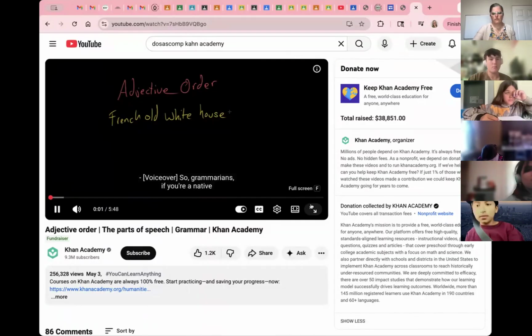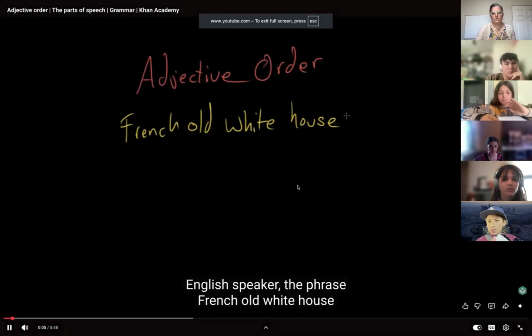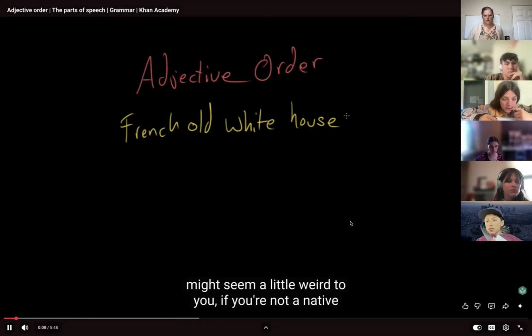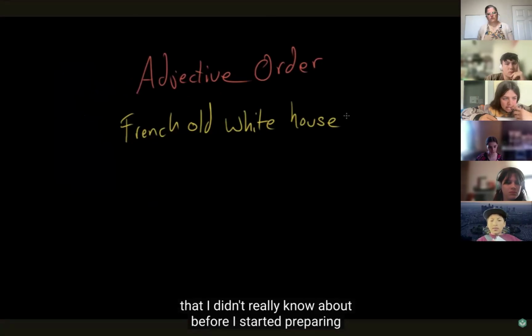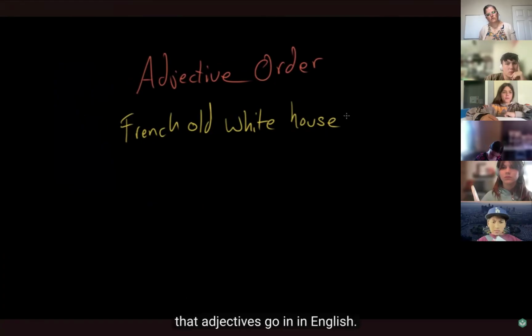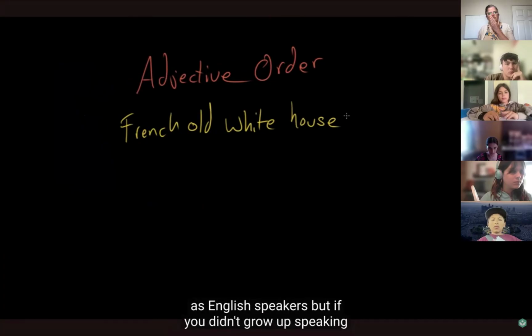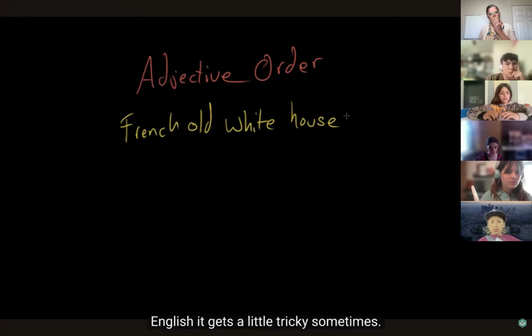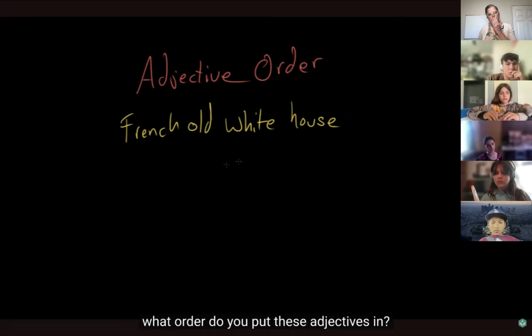So, grammarians, if you're a native English speaker, the phrase French old white house might seem a little weird to you. If you're not a native English speaker, it might not. And this is something that I didn't really know about before I started preparing to teach this course, is that there is a specific order that adjectives go in English. This is something that I think we just pick up as English speakers, but if you didn't grow up speaking English, it gets a little tricky sometimes. So the question is, in order to make this seem right, what order do you put these adjectives in?